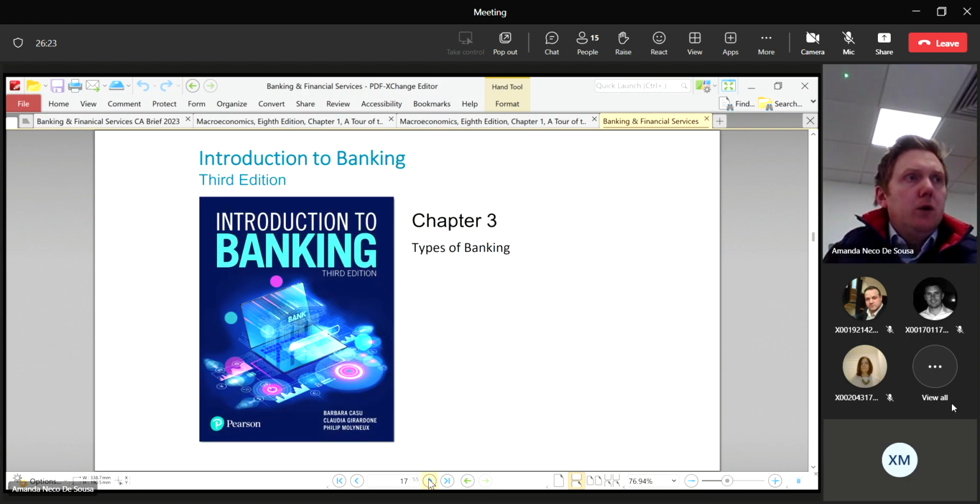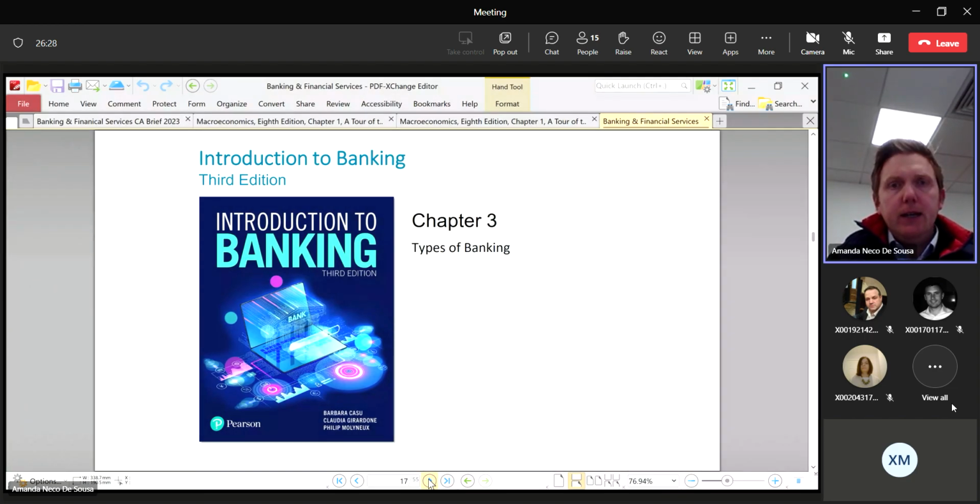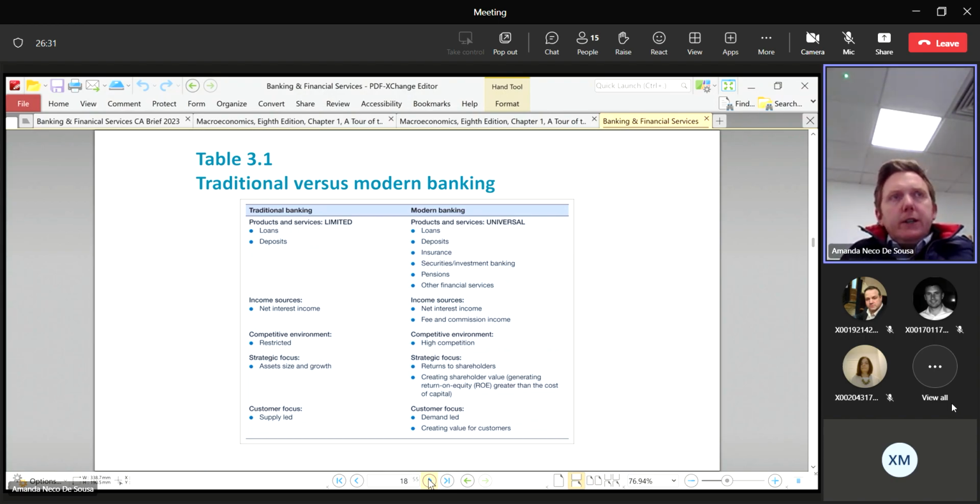Okay, on to chapter 3 then. What we're looking at here is the distinction between what was termed traditional banks and modern banks, or modern banks could also be referred to as banks that provide a more universal service. Traditional banks are involved in taking deposits and making loans. You earn interest on loans and pay out interest on deposits, with the difference being your net interest income, which should be a positive number and a driver of the bank's profitability.